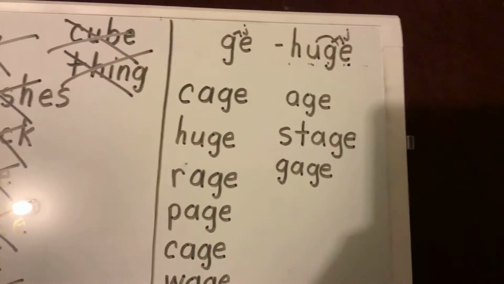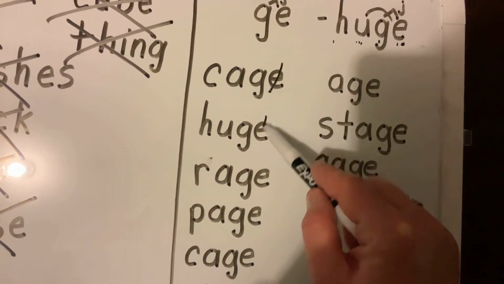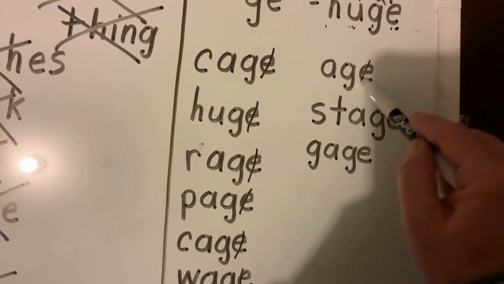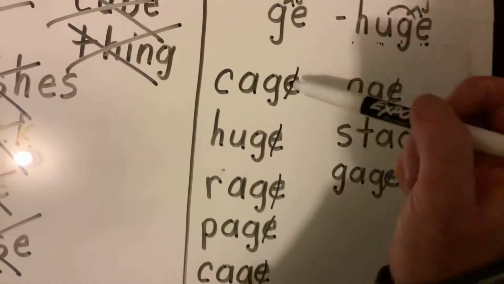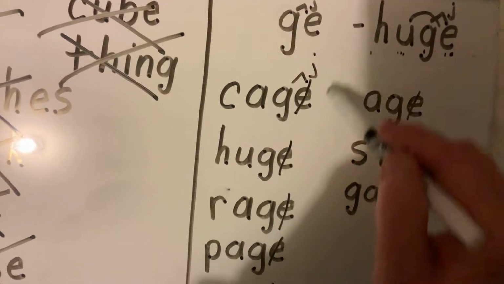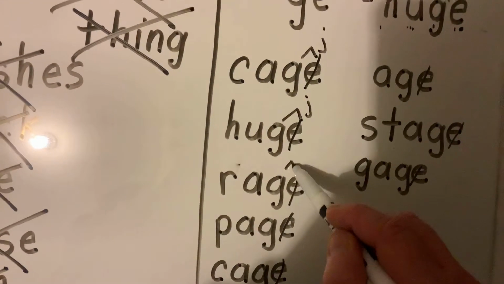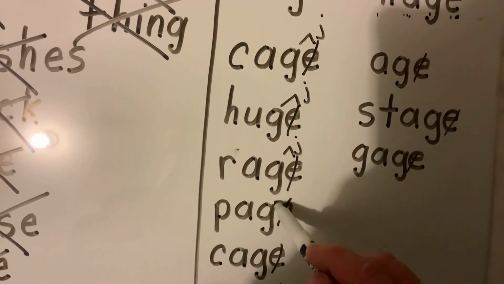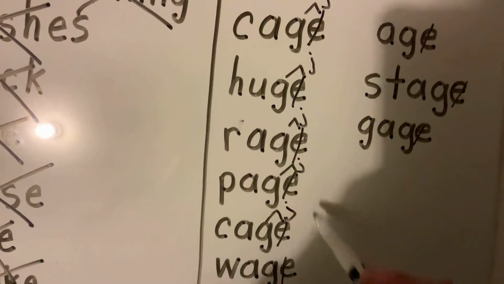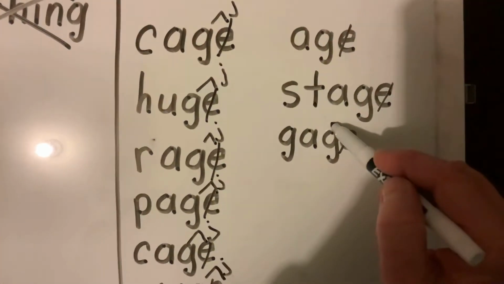It has two jobs in all these words. So our E is still silent. We don't hear it. But it's going to hop over. It's going to make the G say J. I'm going to give these a J bridge. They're all going to say that soft G sound of J. And it's going to make the vowel say its name. Soft G, soft G.